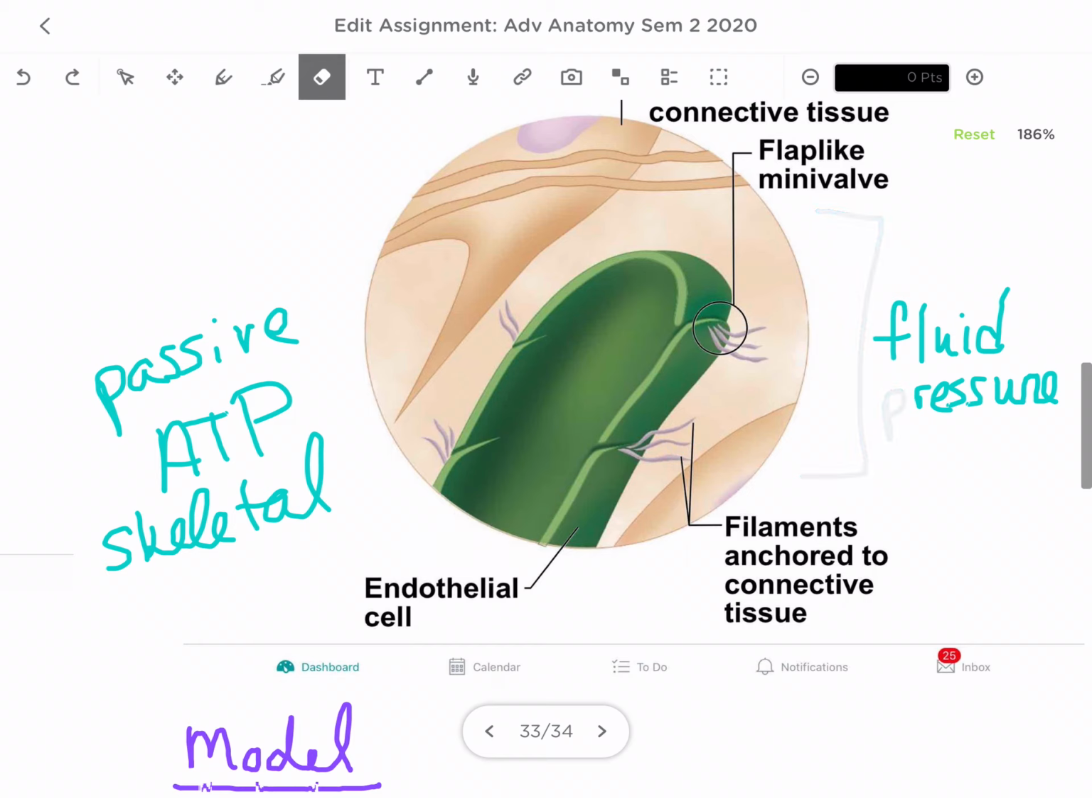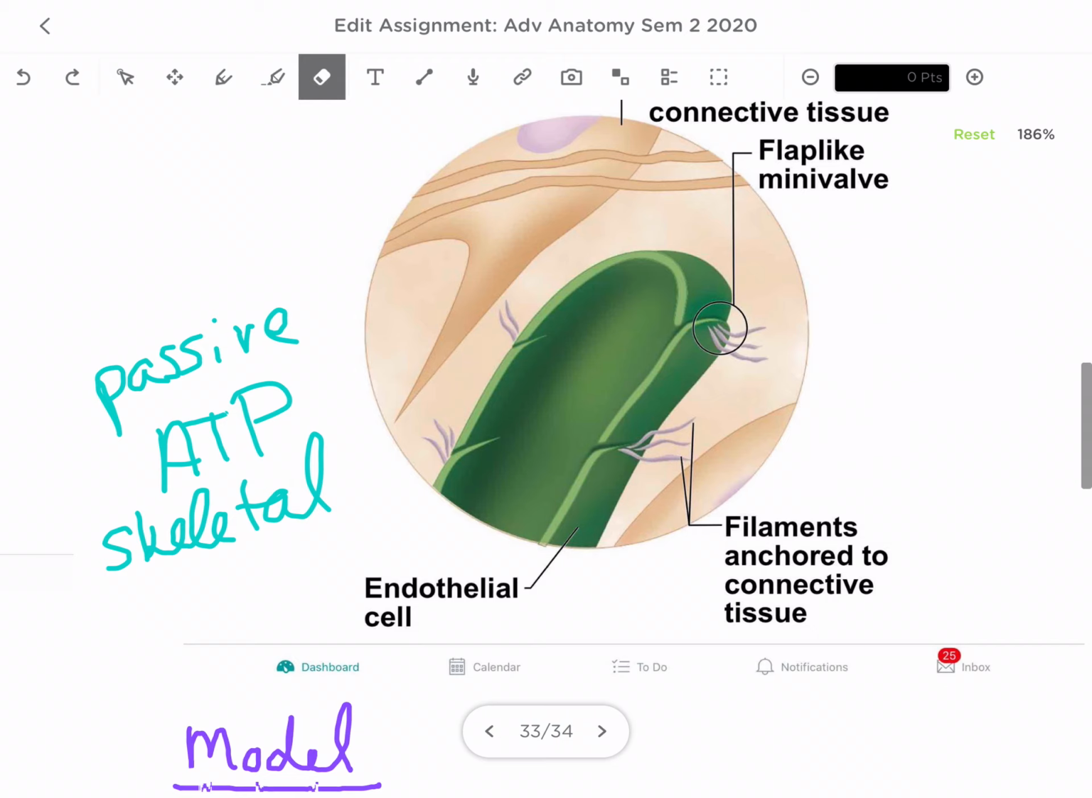Hey, just to put this into perspective for you as well, because it's kind of hard to tell by this magnified picture, a lymphatic vessel is like the size of a coffee stirrer straw. That's how big one is. They're really, really tiny.